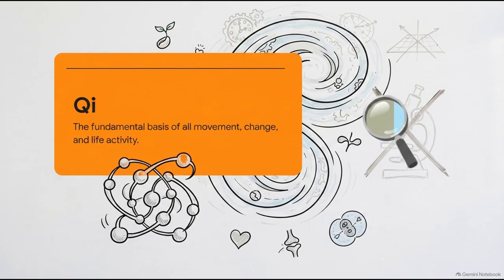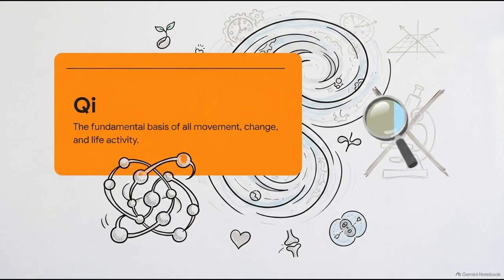So, what exactly is it? Qi is defined as the one fundamental existence. It is the absolute underlying basis for all movement, change, and life activity. It is absolutely not an outside force pushing things around, and it's definitely not some isolated little particle you can extract from the body and go look at under a microscope. It is a monistic, dynamic order.